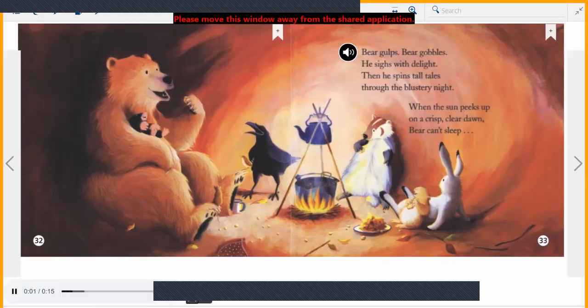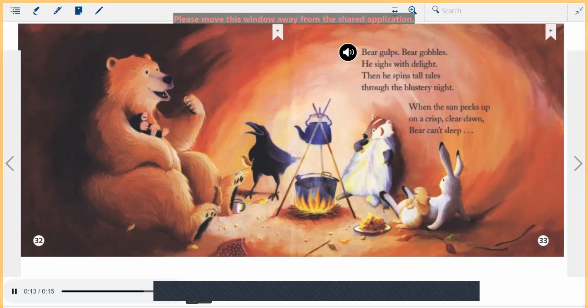Bear gulps. Bear gobbles. He sighs with delight. Then he spins tall tails through the blustery night. When the sun peeks up on a crisp, clear dawn, Bear can't sleep.